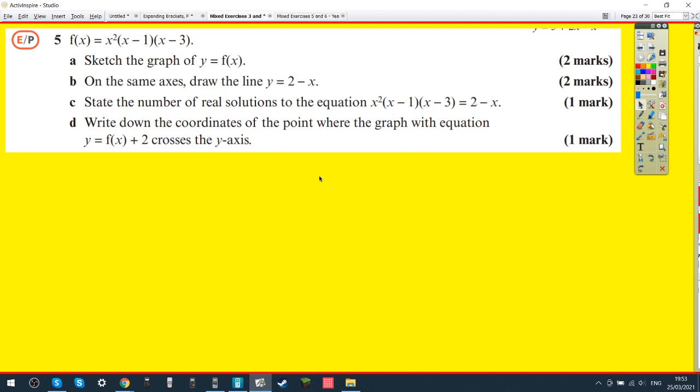So when I use the graphical calculator, do I need to put f of x or just put in the quadratic, x squared, x minus 1, x minus 3? Just the long one. f of x is just short for that. Okay. They just gave it a name, so they don't have to type it out. So they don't have to type it twice. That's why.